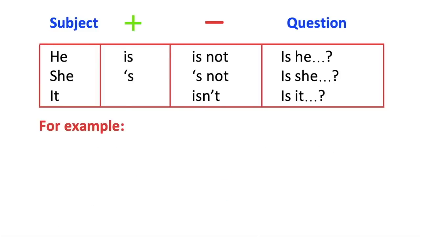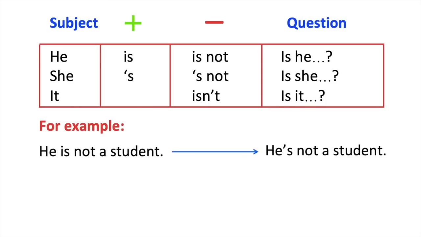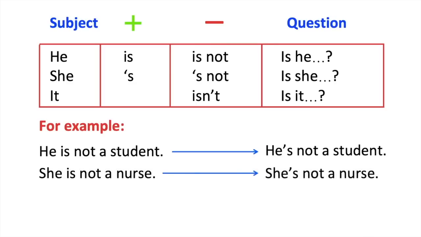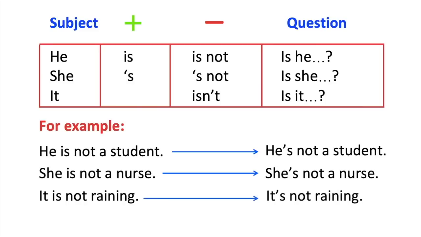The negative form examples are he is not a student or he's not a student. She is not a nurse. She's not a nurse. It is not raining. It's not raining. Or we can say, it isn't raining.